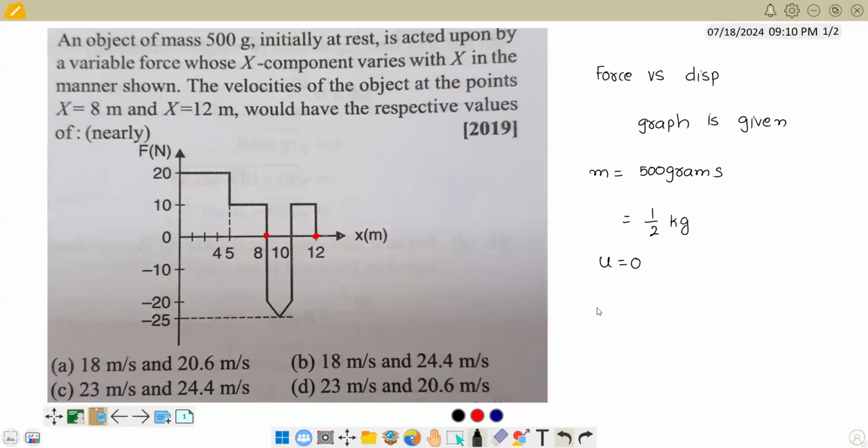To solve this problem, we use the work energy theorem. We simply write work done by a force equals change in kinetic energy, because there is no potential energy here, there is no non-conservative force here. So the only thing is work done by a force equals change in kinetic energy, that is K final minus K initial. And since K initial is 0, whatever work done we get is equal to K final.